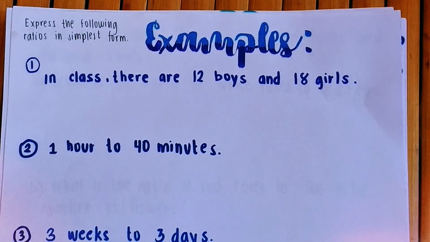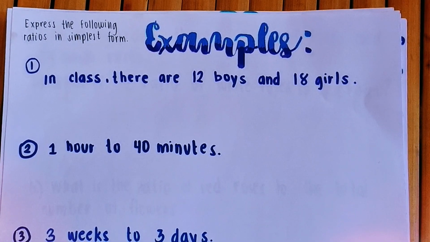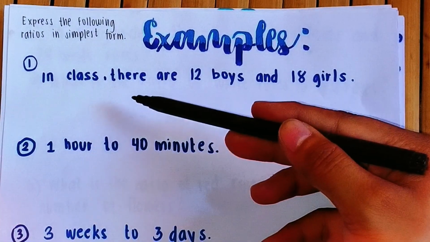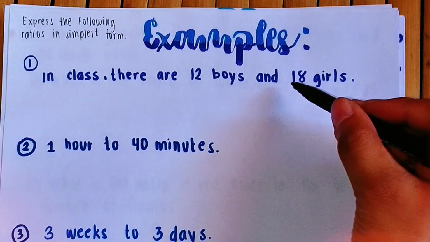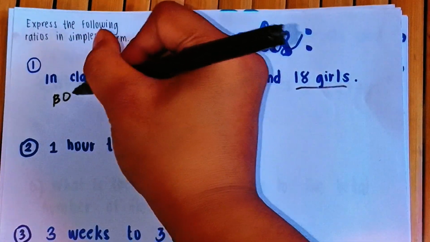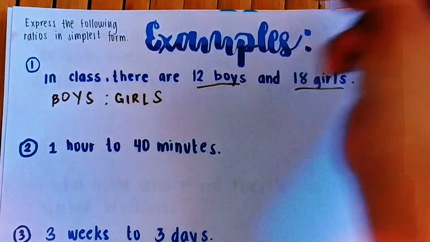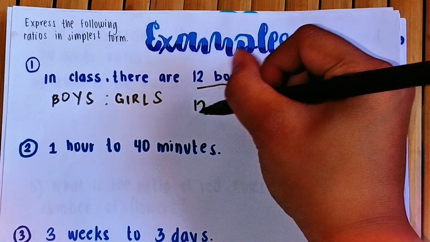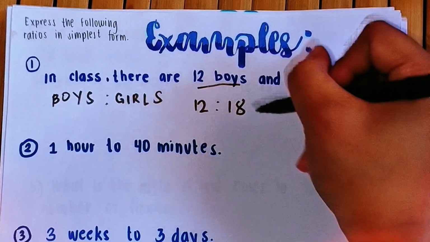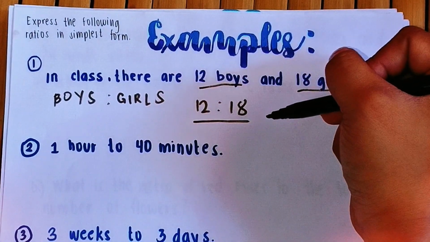So we have here some examples. Express the following ratios in simplest form. For our example number 1, in a class, there are 12 boys and 18 girls. Meaning to say, our ratio is boys to girls. How many boys do we have? We have 12. And girls, we have 18. This is not the final answer. We need to simplify it first to get the final answer.